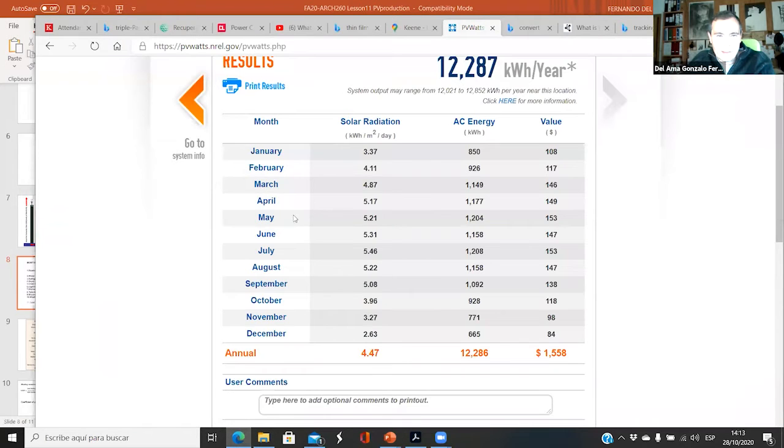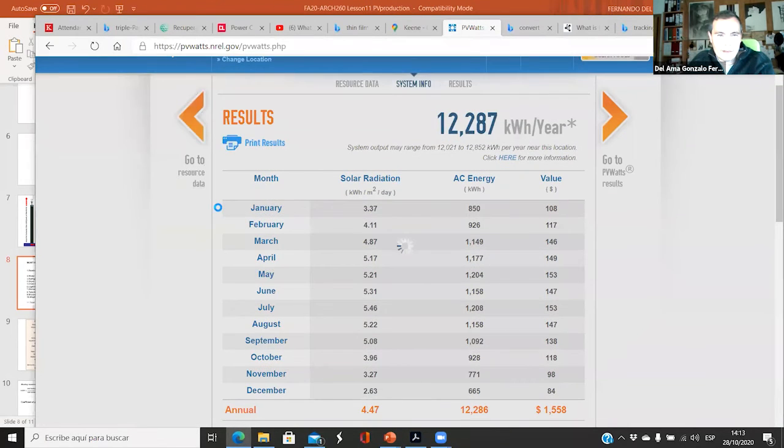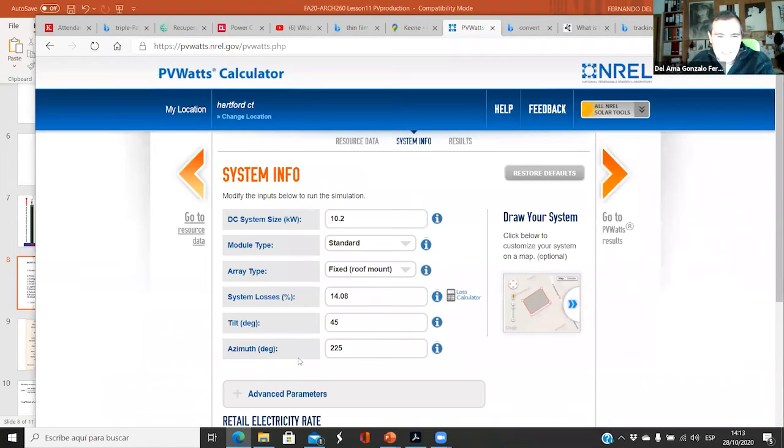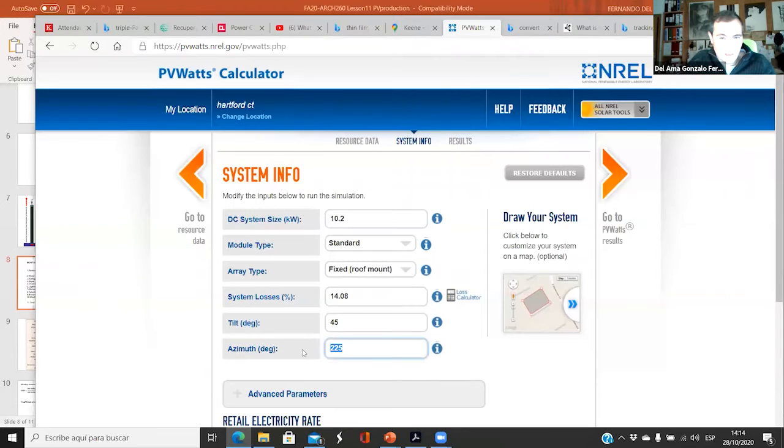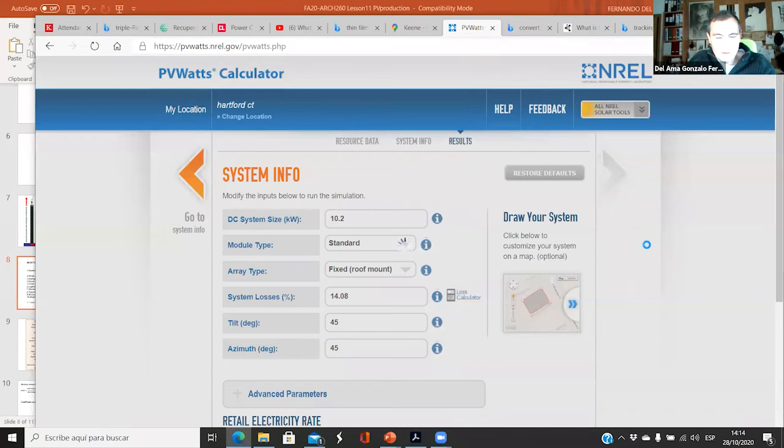What if, okay, so this is the south-west, but I want to place it in the southeast. So we have the same DC system because the roof areas are the same. The angle is the same. The only thing that changes is the azimuth. So what is the northeast? It's 45. Okay, so I type here 45. So will it be different? Let's find out.